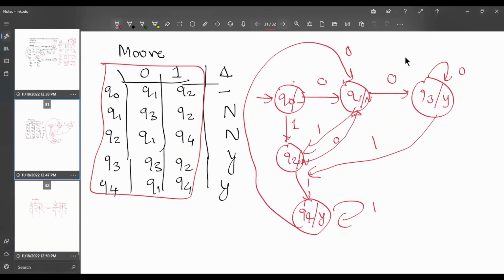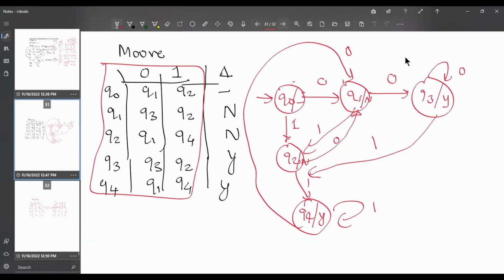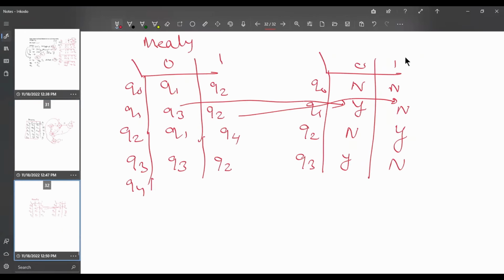Then Q3 on 0 is going to Q3, and on 1 it is going to Q2. So the Q3 output is yes, and the Q2 output was no. Now Q4 on 0 is going to Q1, and on 1 it is going to Q4. So the output of Q1 is no, and the output of Q4 was yes.